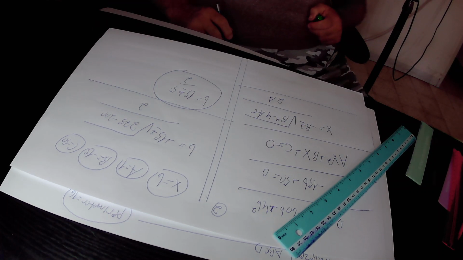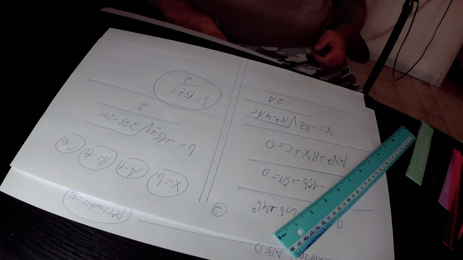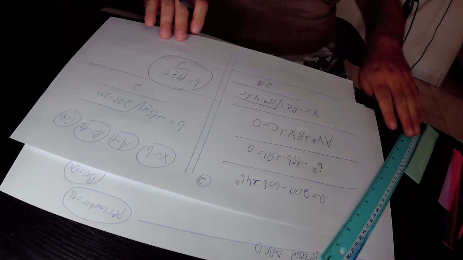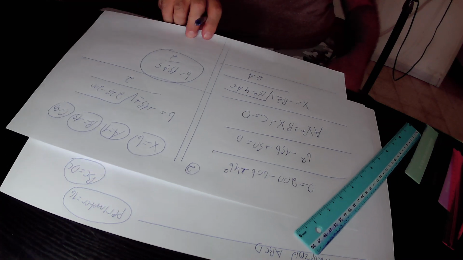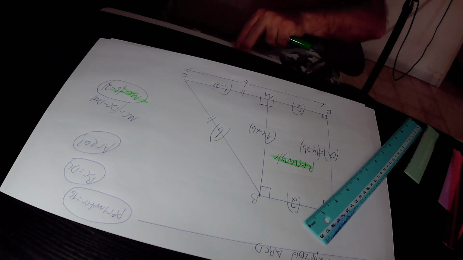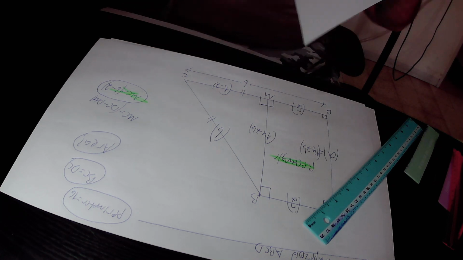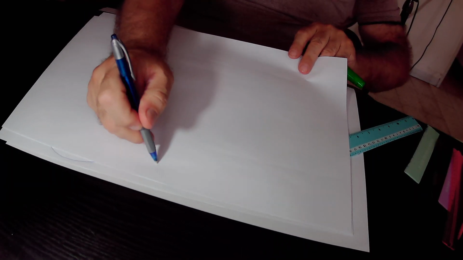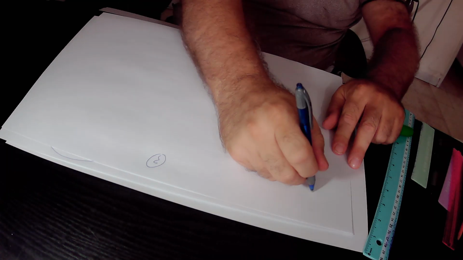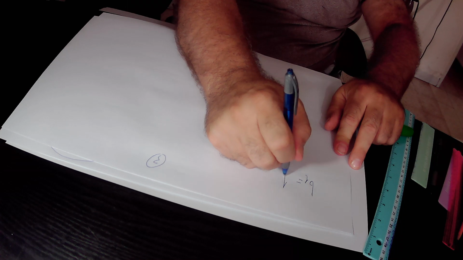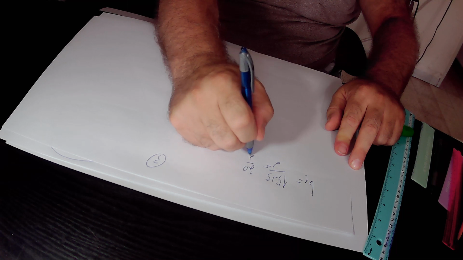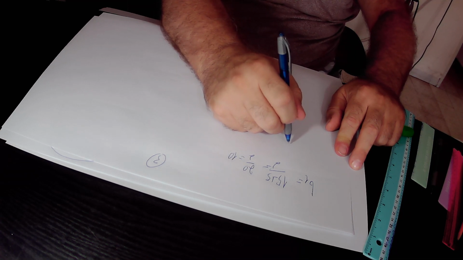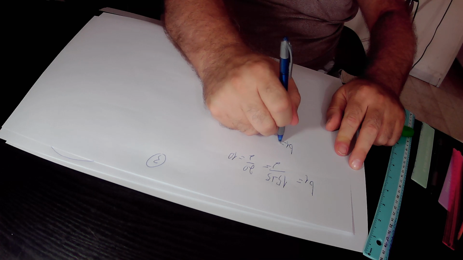So we define the first solution as B1 and the second solution as B2. According to the first solution for B, B1 will be equal to 15 plus 5 over 2. 15 plus 5 is 20, and 20 over 2 is 10. So the first solution for B is B1 equal to 10.